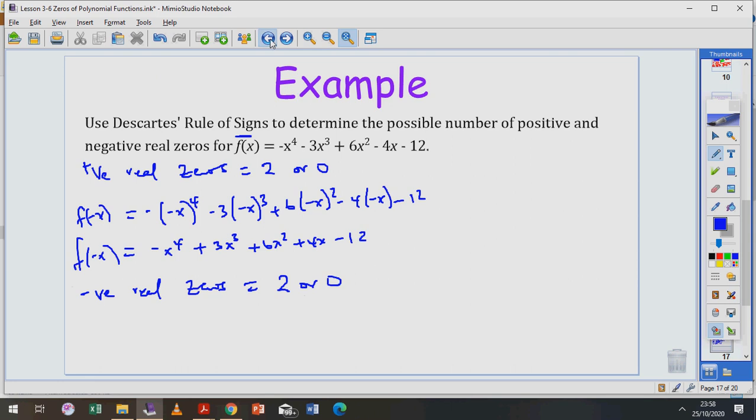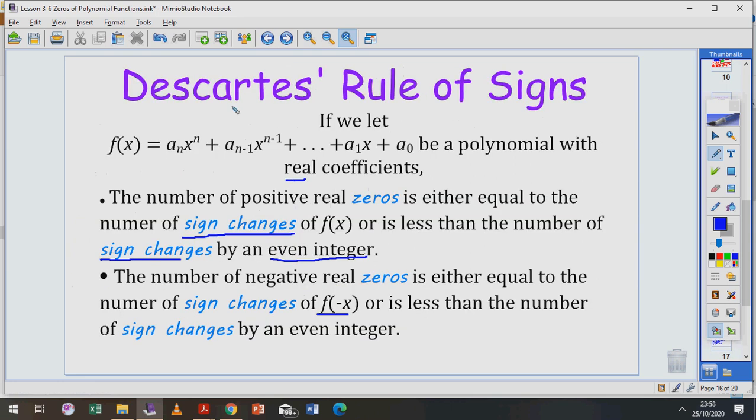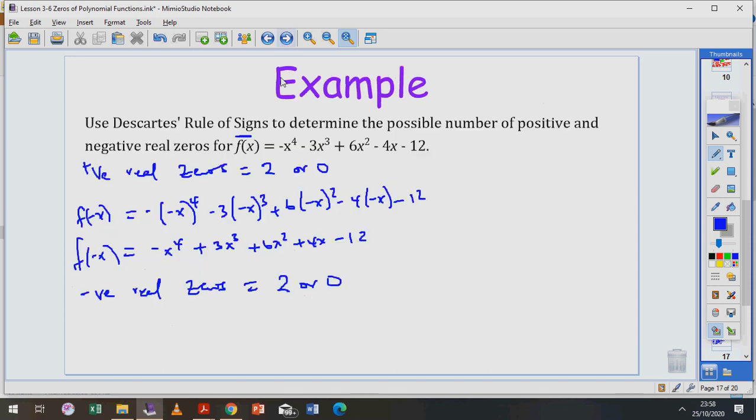Remember, I'm saying 2 or 0 because the rule says that it's either equal to the number of sign changes or less than the number of sign changes by an even integer. So that's why it's 2 or 0: you have 2 sign changes, but it can be less by an even integer, and 2 is the only such integer that is less than or equal to this. So it can be 2 or 0.